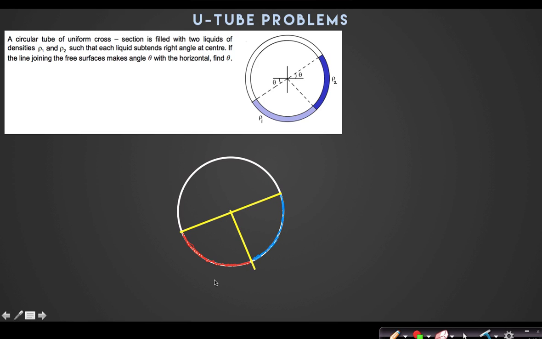Can we find a horizontal level below which there is only one liquid? You can find this horizontal level from this one. Yes or no? Can you see that below this horizontal level only this red color liquid is there? On one side above it you have this red color liquid, on the other side above it you have this blue color liquid. So if this angle is theta, I only need the height to find out the pressure.